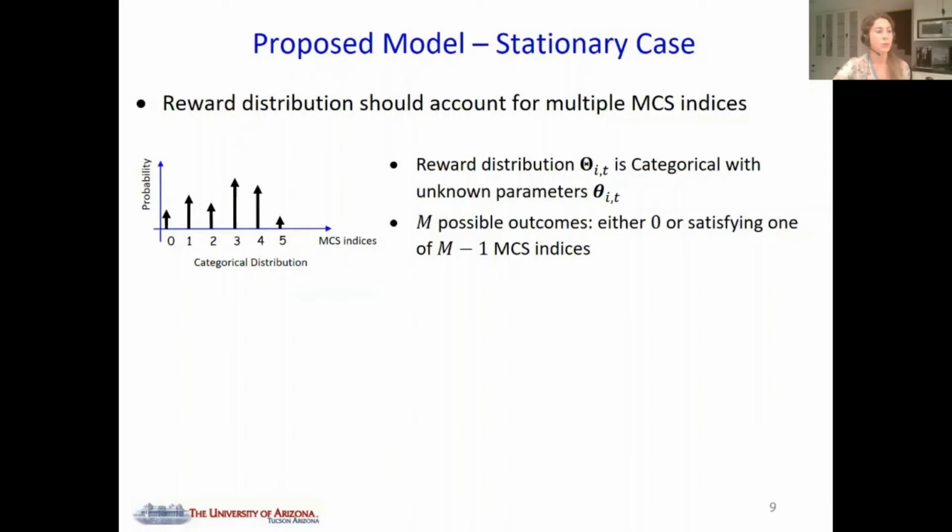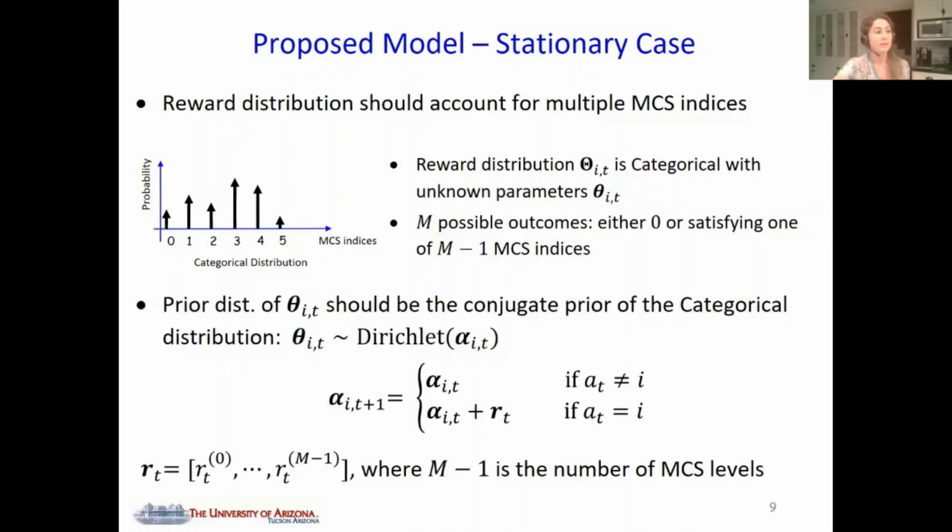Then we need to select the prior distribution of thetas, as I mentioned, because we're going to be using Bayesian inference. These will be updated continuously, and hopefully, as time goes to infinity, they will approach the true means. For that, we have selected the Dirichlet distribution as the prior, since it's the conjugate prior of the categorical distribution, which means that the posterior at each round, after we update those priors, will also be a Dirichlet distribution. And we will end up with a simple linear update rule, as you can see here.